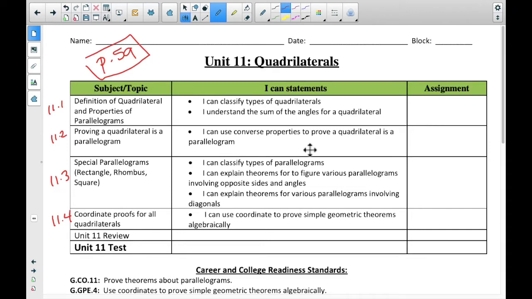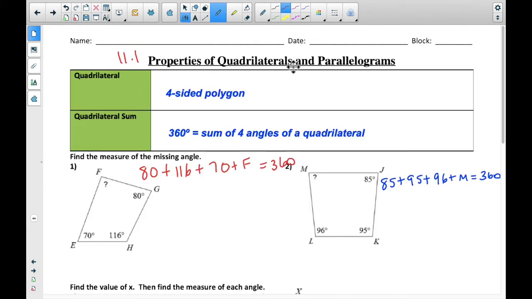Hi everybody, this video is going to start Unit 11, which covers quadrilaterals. This page is kind of our introduction page, our table of contents basically. It's on page 59. If you turn the page, we will start 11.1. So this is 11.1. In Unit 11, we're talking about quadrilaterals.